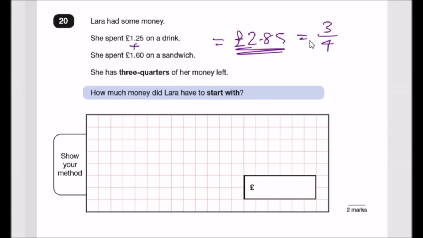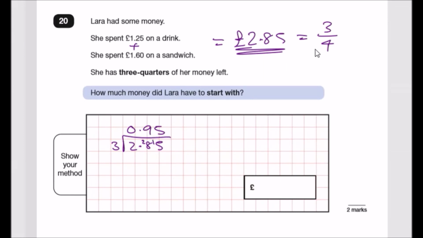Now this tells you that this is the same as 3/4 of her money. So the way to do this is to realize what the 1/4 that was left is, and to do it we need to divide this value by 3 to find 1/4 and add it up. So 3 into 2 doesn't go, carry the 2. 3 into 28 goes 9 times because of 27, remainder 1. 3 into 15 goes 5 times.